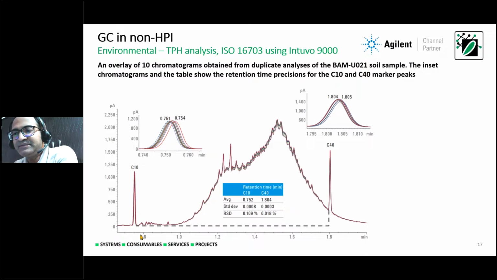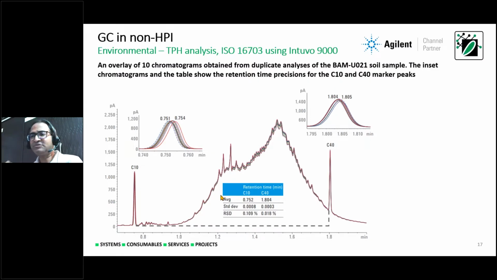So you see these are our cutoffs. C10 and C40 is what we are looking at as a range for our analysis. If you see the insets here, you will be able to see the retention time for C10 and the retention time for C40. Average retention time for C10 is 0.75 minute. Average retention time for C40 is 1.80. And then you will be able to see that the standard deviation is very less. Relative standard deviation, therefore, is also very less.